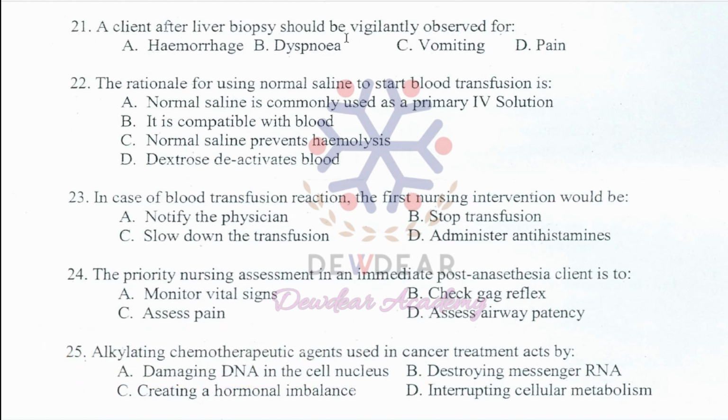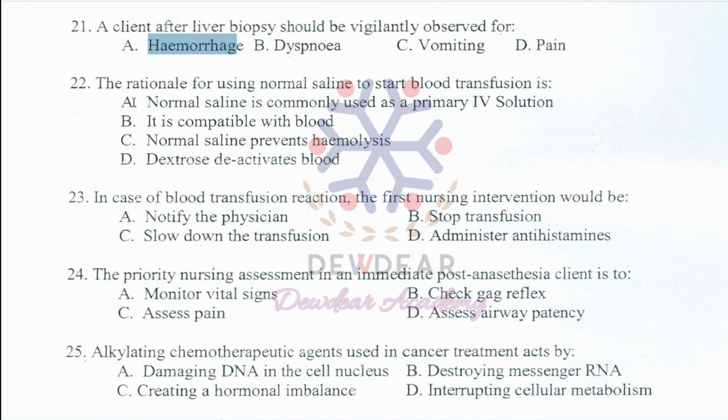Now I will be discussing the 21st question in this video. A client after liver biopsy should be vigilantly observed for. Options are hemorrhage, dyspnea, vomiting, pain. The correct answer is option A, hemorrhage. After liver biopsy, the client should be vigilantly observed for hemorrhage.